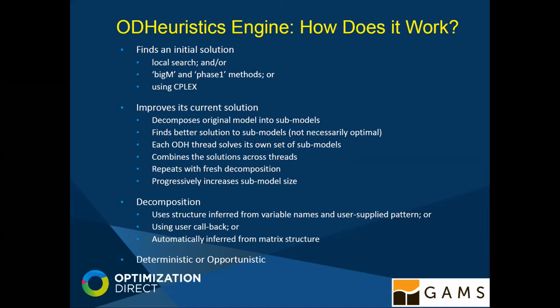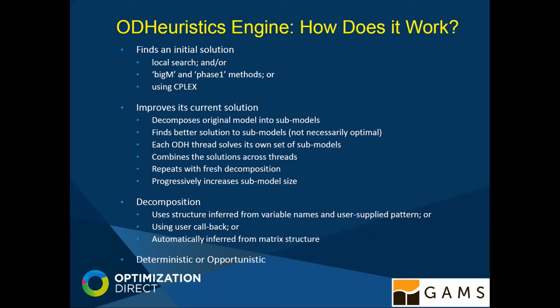Now that's done by decomposing the original model into a set of submodels, which are obviously much smaller than the original model, and then using CPLEX to solve each of these submodels, not necessarily to optimality, just to get a better solution. And it's arranged so that each submodel is solved in a separate thread. And as the submodels are solved and new solutions become available, they're recombined to give you a solution for the whole model, and the decomposition is repeated.